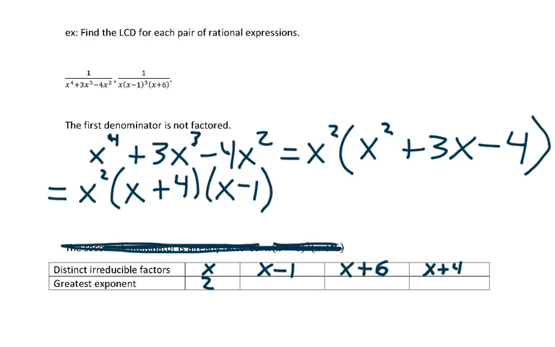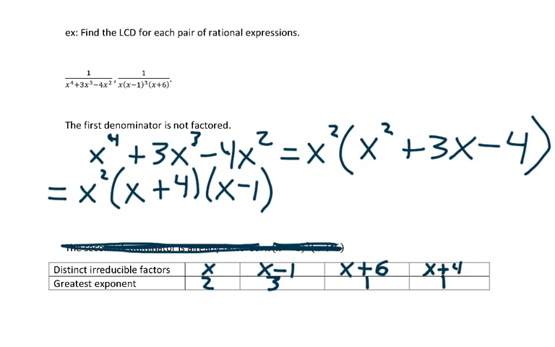For x minus 1, the exponent here is 1, but here it's 3. So the bigger exponent is 3. For x plus 6, there's only one exponent, namely just 1. And for x plus 4, same thing. The only exponent is 1.